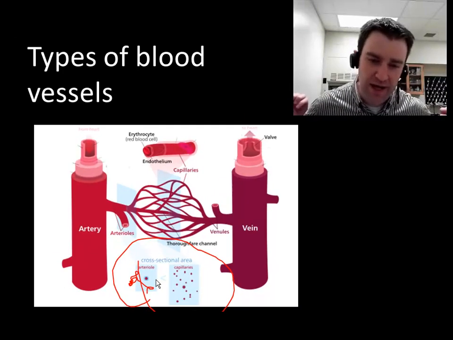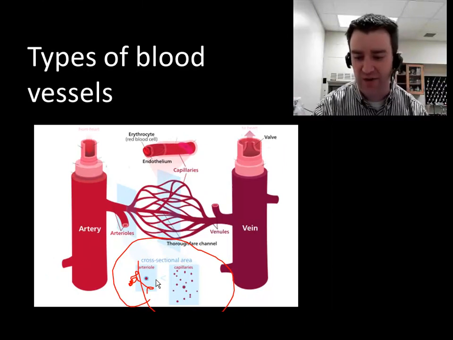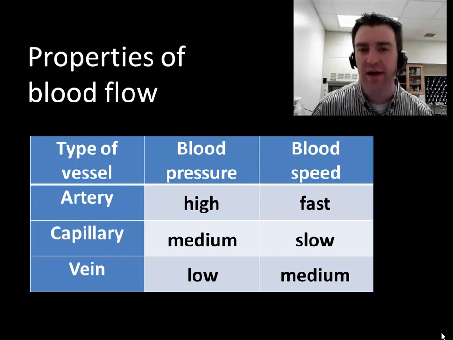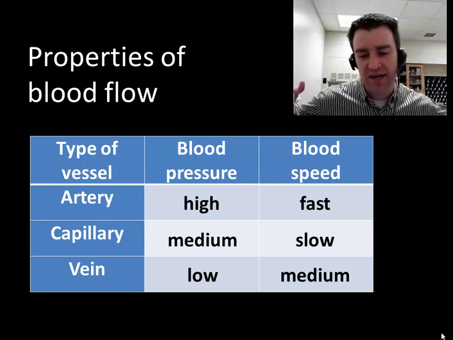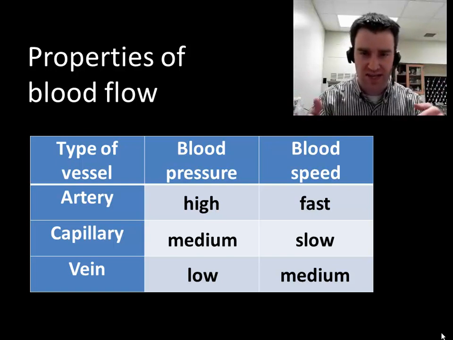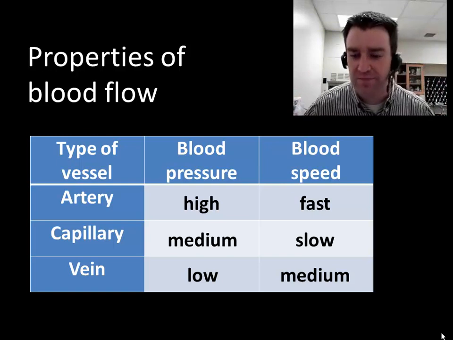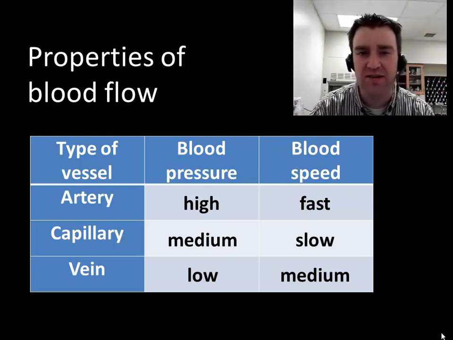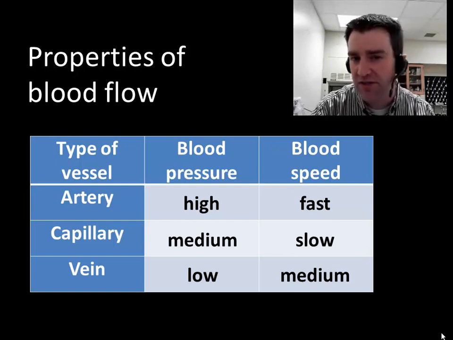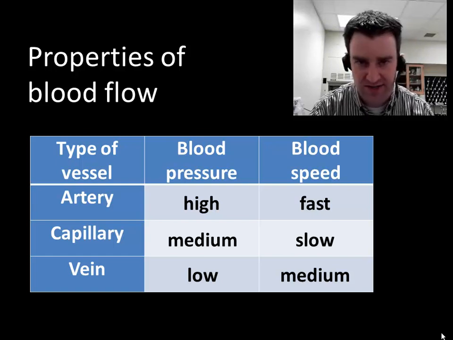So that's why speed really slows down in the capillaries, and it actually picks back up even though the pressure continues to drop in the veins, because when they're merging back together, the overall area decreases again, and so the blood picks up speed. Basically, we're trying to get blood away from the heart or toward the heart in arteries and veins. That's why we want the blood to travel fast in those vessels.